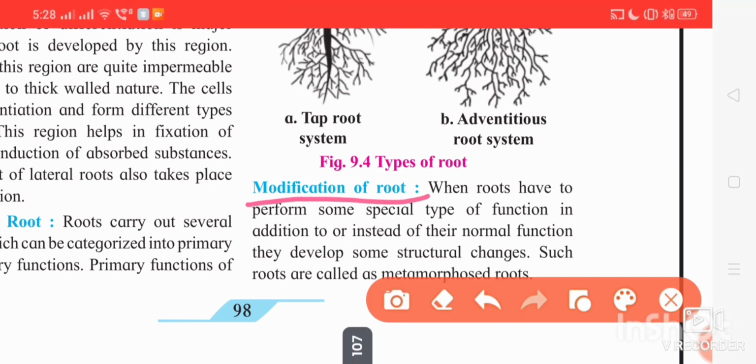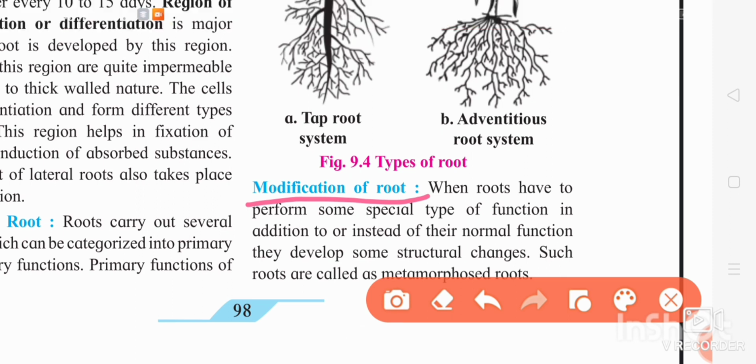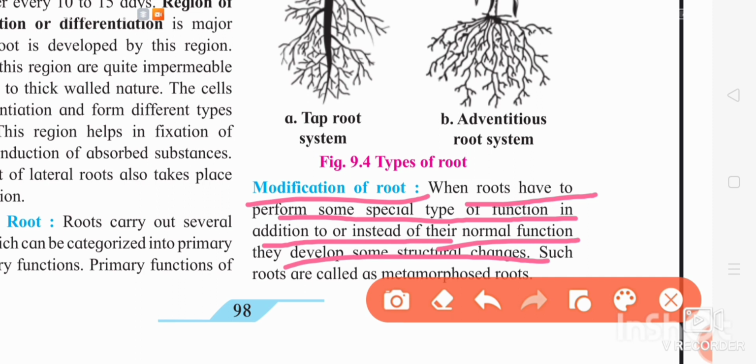Root modification इसलिए होता है क्योंकि एक normal root का function है कि वो absorption and anchorage, that is fixation of the plant into the soil, ये function कर रहा है. But when it is performing any extra or special function other than its normal function, then it is coming under modification. So when the roots have to perform some special type of function in addition to or instead of the normal function, they develop special structural changes. वो अपने structure में भी changes लाते हैं, which we are going to study in modification. Therefore they are termed as metamorphosed roots.